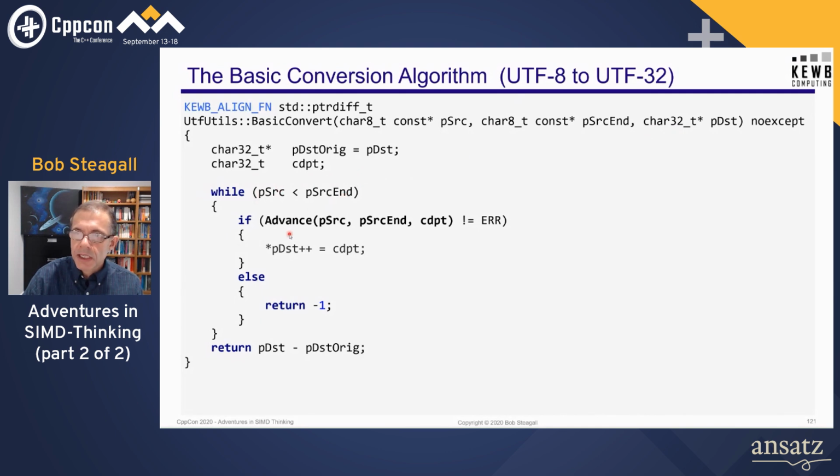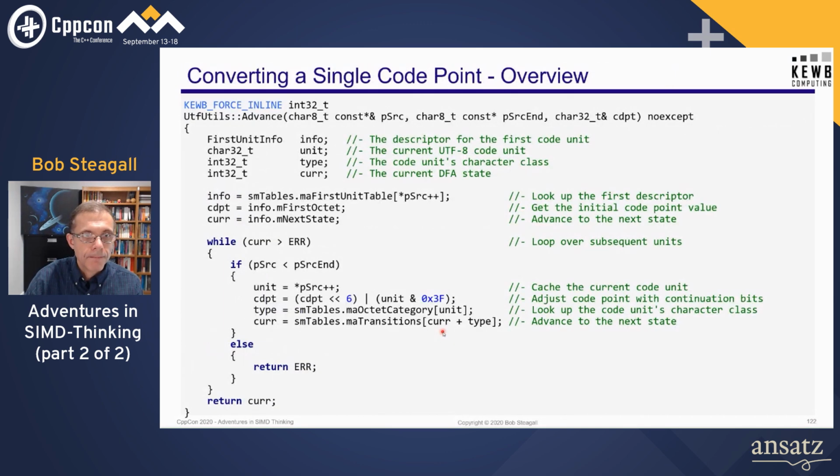So it's a very basic algorithm. We scan from beginning to end, and we advance. And assuming that we don't get an error, we assign the code point that we get, that we return here, into a destination array. And we return the count of how many we decoded. So advance looks like this, and we'll actually step through it in a moment. But advance is the thing that actually works its way through the state transition table. And I have an example in a couple of slides.